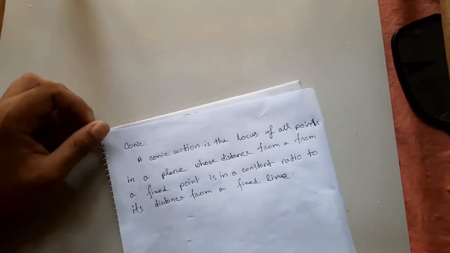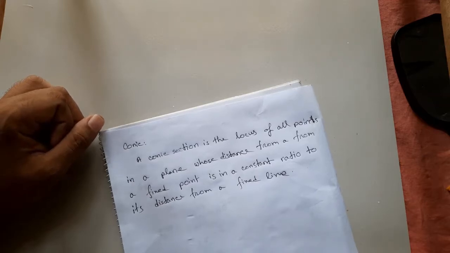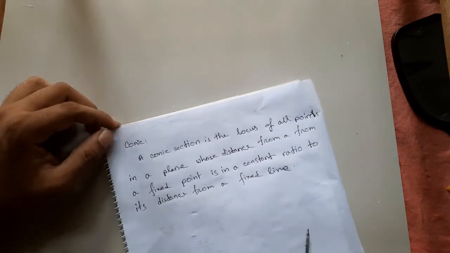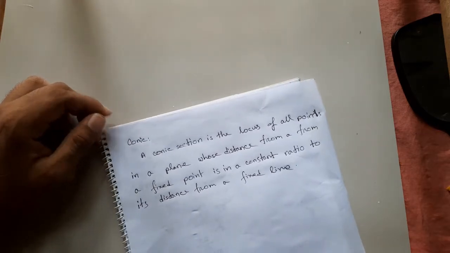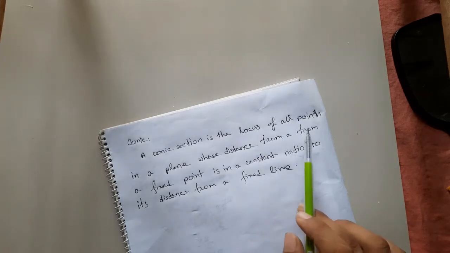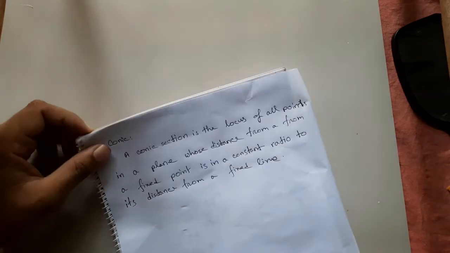Now, conic. A conic section is the locus of all points in a plane. I told you already it is a planar geometry. A conic section is the locus of all points. So locus, you already learned about locus in straight line, though I am telling you.